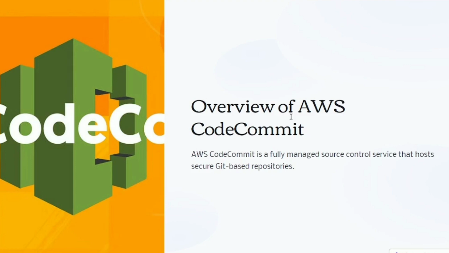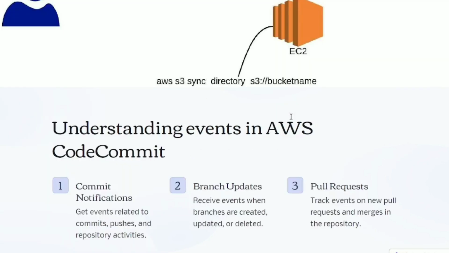When an action occurs within CodeCommit repositories, such as commits, pushes, merges, or pull requests, events are generated to indicate these changes. So, understanding the events in AWS CodeCommit. There are a lot of events. Some examples are commit notifications, whenever a commit is created or a pull request is merged into a particular branch, or when any branch is created, updated, or deleted. So these are examples of the CodeCommit events.